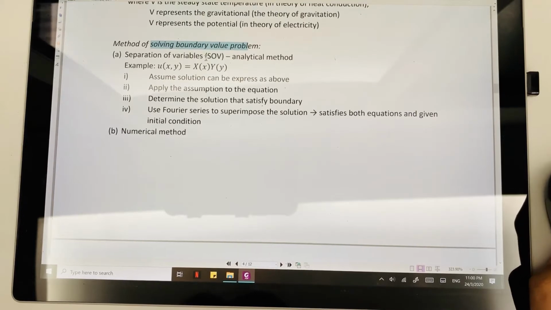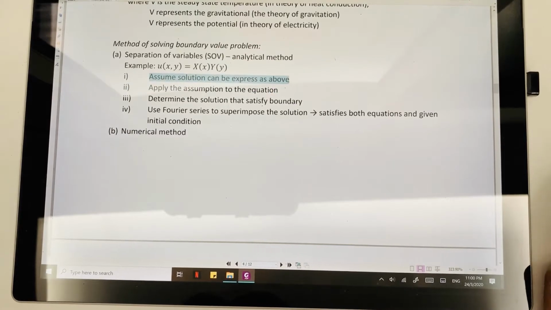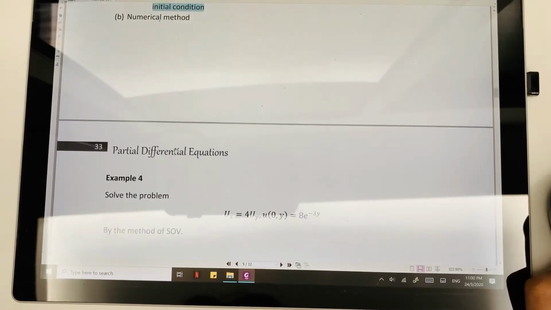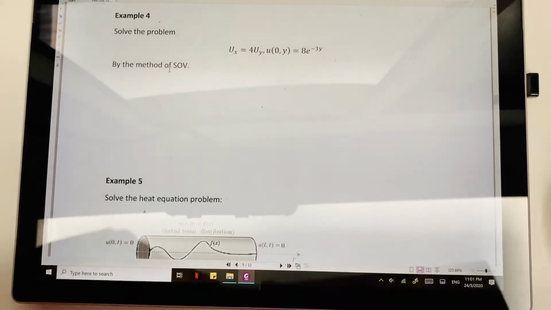There are two methods, which are SOV, separation of variables, and numerical, but the numerical one we're not going to cover in this class. For SOV, first we assume the solution can be expressed as above, then apply the assumption, determine the solution, and the last one is use the variables to separate inputs. I'm going to show you a simple example first. We start with example 4, which is not a heat or wave equation, it's just straightforward. We're going to solve this by using the method of separation of variables.